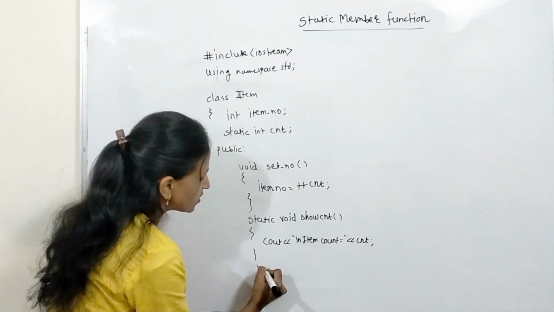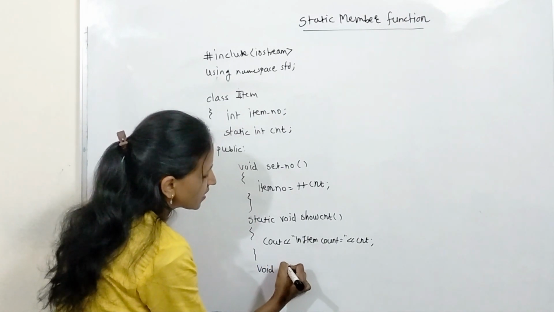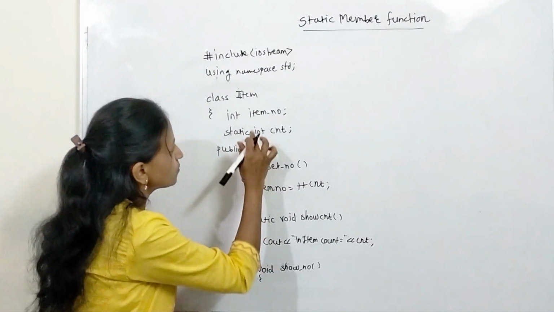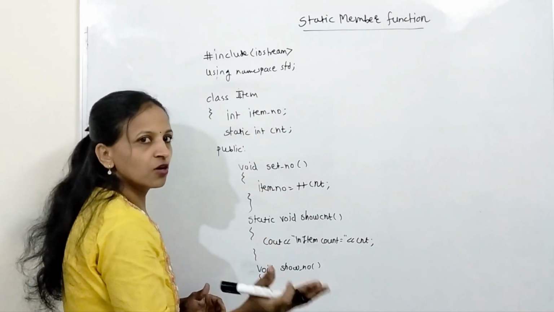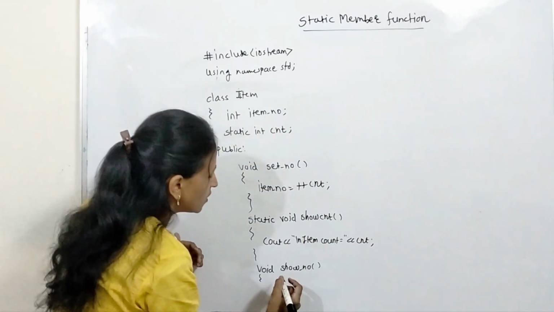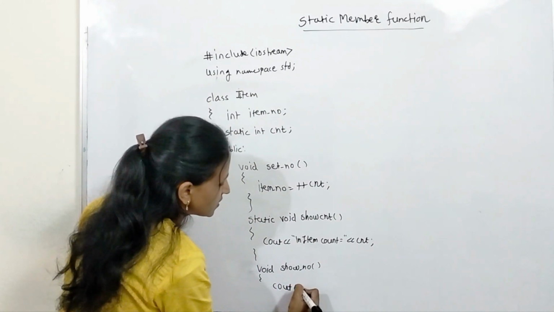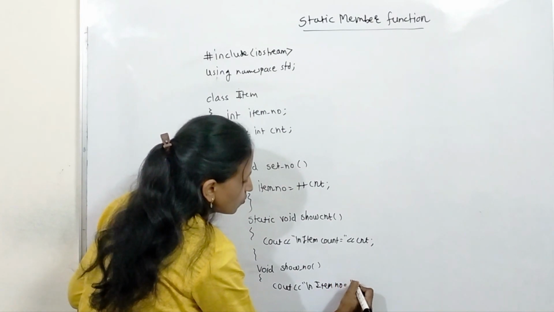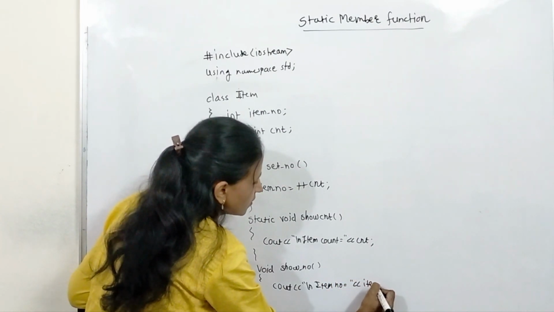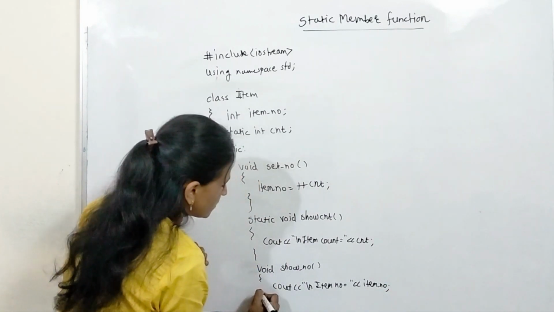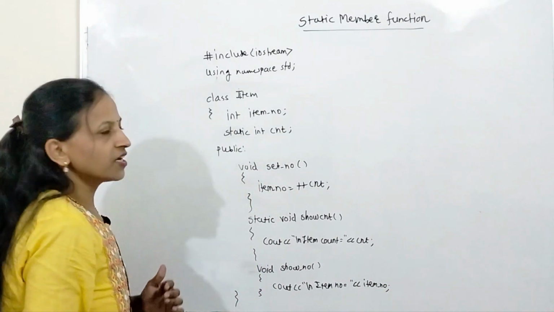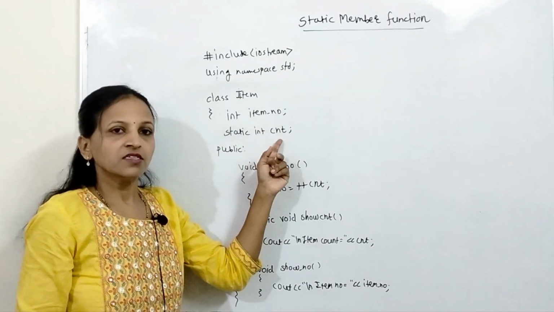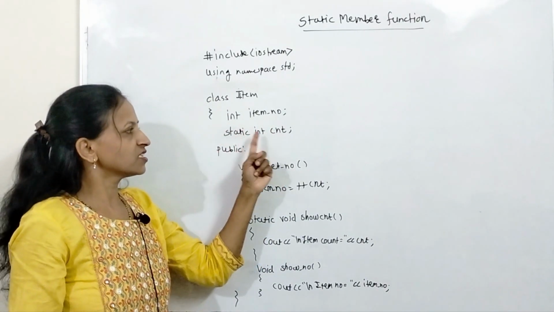Now one more non-static member function I am writing, show number. That's it. And here we will display the item number of that particular object, particular item. For that we have to write like this: cout item number equal to item number. That's it. This is our class. Now this class item is having two data members, item number and cnt. This one is non-static, this one is static.